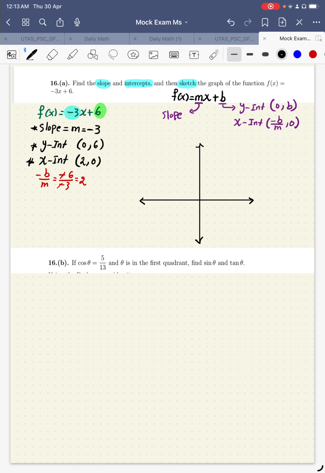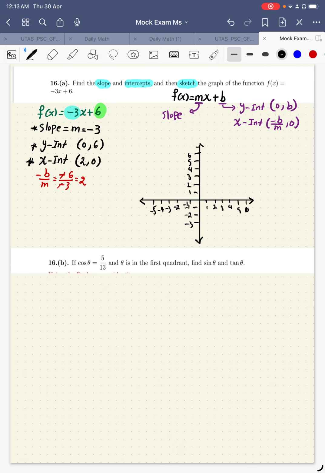Okay, and then I'm gonna name them 1, 2, 3, 4, 5, and 6. Here I'm gonna have 1, 2, 3, 4, 5, 6. Also here I'm gonna have minus 1, minus 2, minus 3. Also here I'm gonna have minus 1, minus 2, minus 3, minus 4, minus 5.